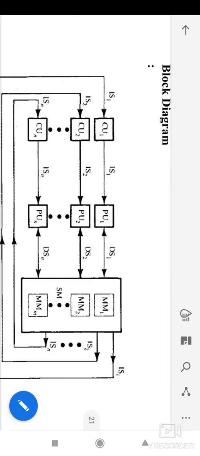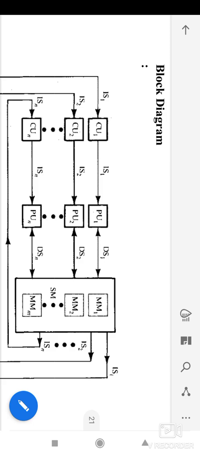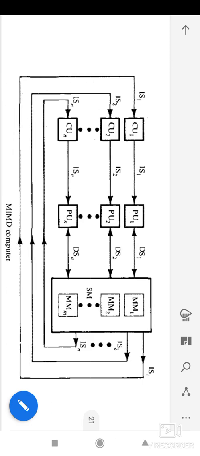This is the block diagram. Here we have different memory modules, MM1, MM2, MMN, etc. Then different instruction stream processor units and control units. So from each memory we have IS1, IS2, ISN, etc., which work on DS1, DS2, DSN, etc.